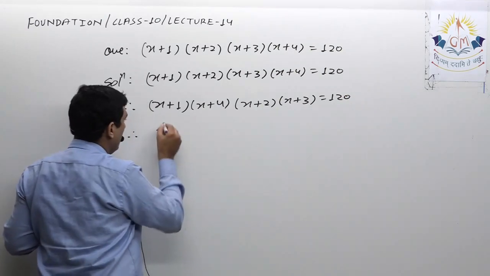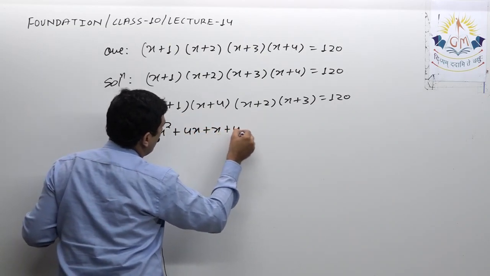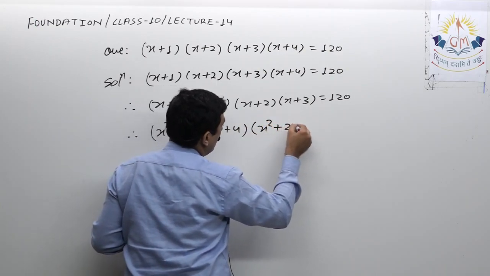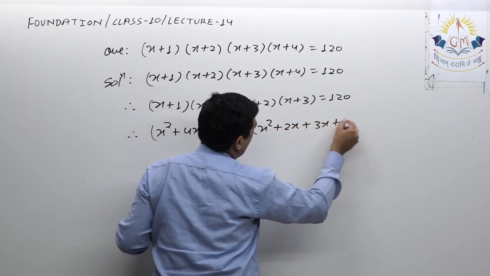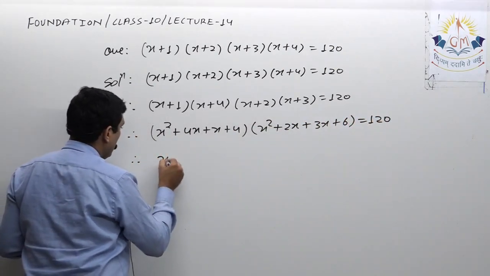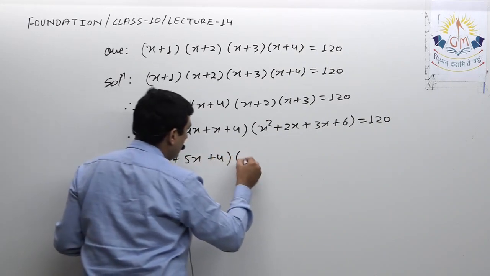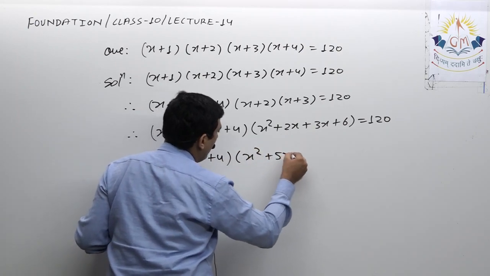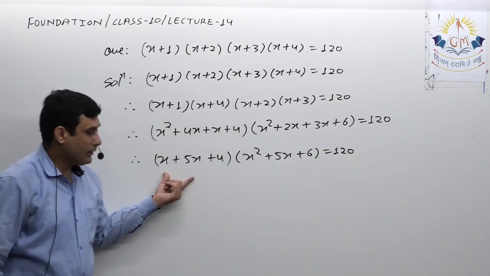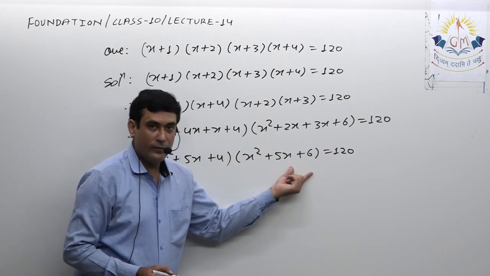Okay, so now I'll multiply these two. What I will get is x square plus 4x plus x plus 4, isn't it? Similarly over here I'll get x square plus 2x plus 3x plus 6 is equal to 120. Now here x square plus 5x plus 4, and over here x square plus 5x plus 6 is equal to 120.